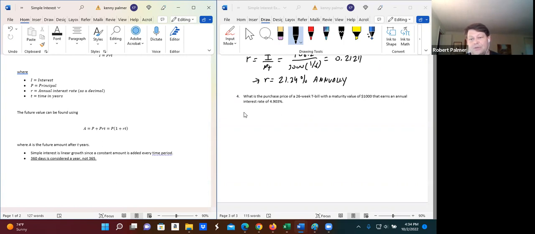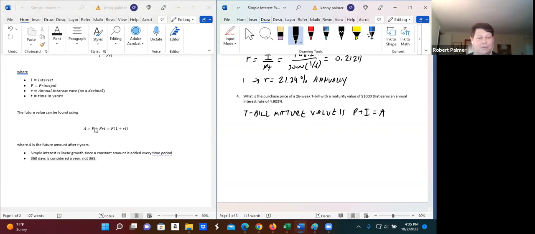Okay. So the T-bill maturity value is the principal plus the interest, which is actually equal to the A, this future amount. Okay, that's what we're given here. All right. We know what the maturity value is, so once again, let's use this formula and figure out what we have. So we have A. First off, let me back up.